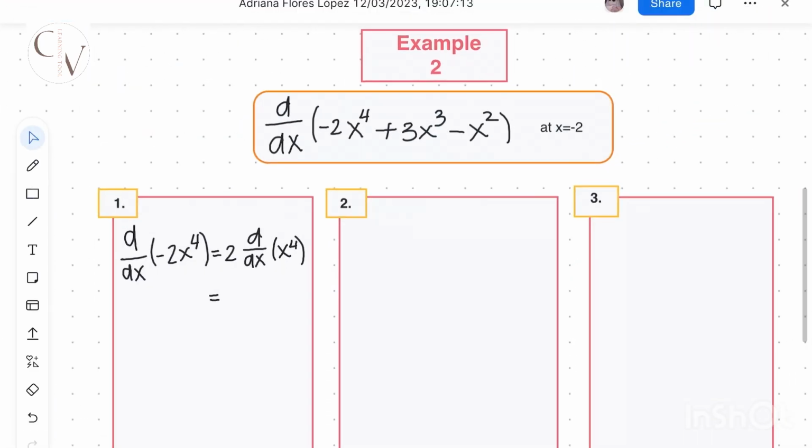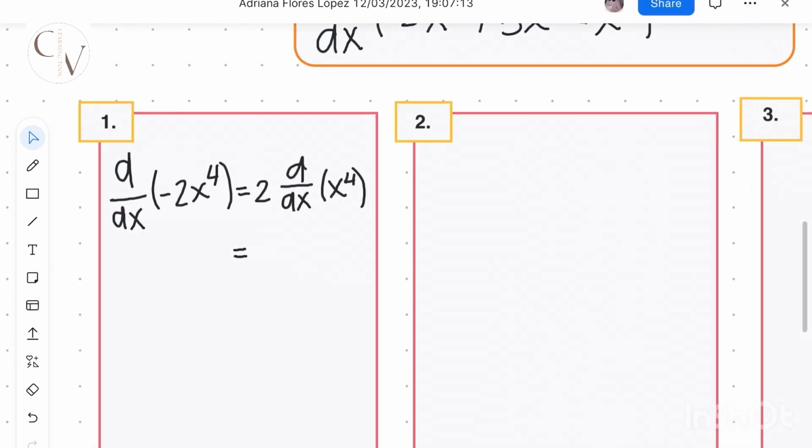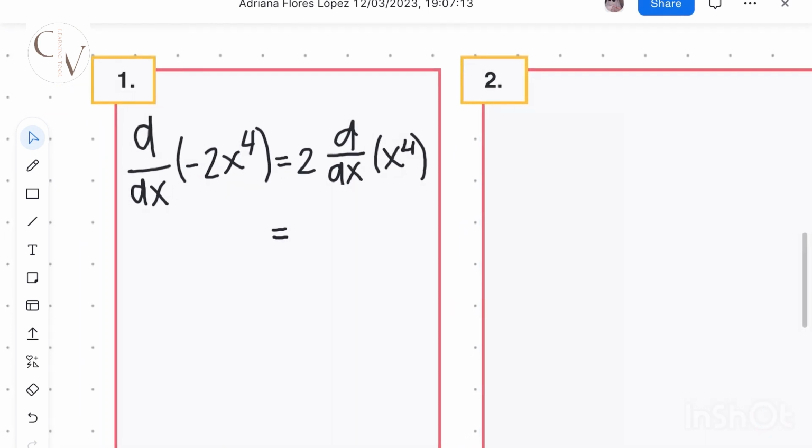Welcome to the second video, and in this video we are going to see our second example of derivating a polynomial. So our function we're going to be derivating will be the one in the orange square. So our first step is going to find the derivative of each of the terms.